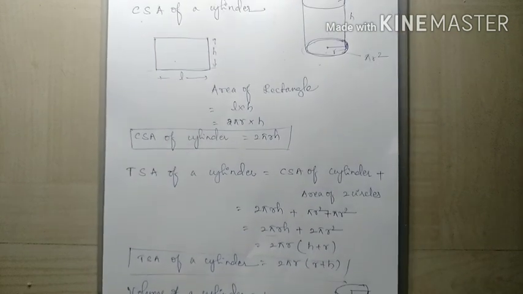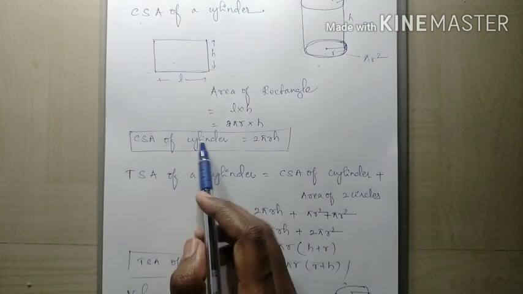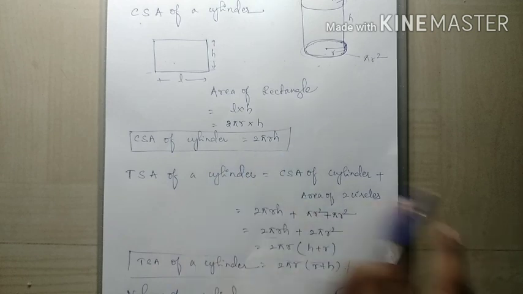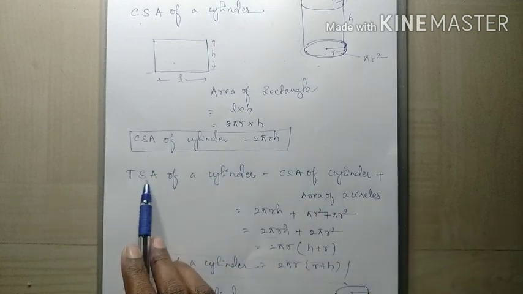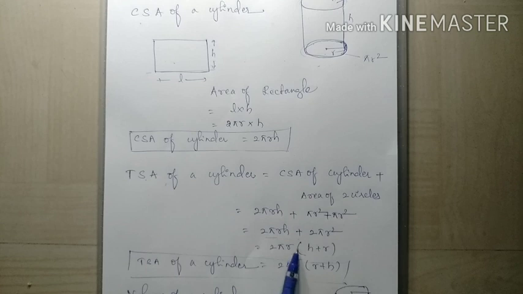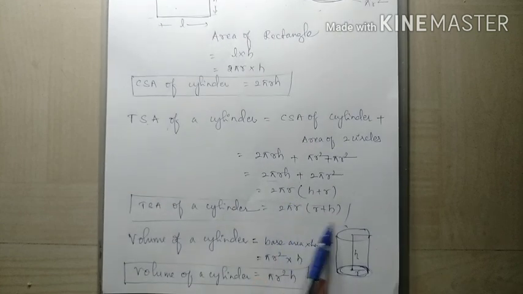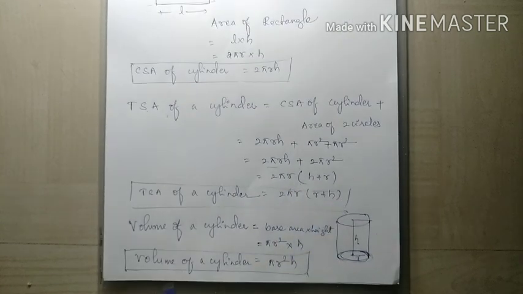So friends, the curved surface area of a cylinder is 2 pi r h, the total surface area of a cylinder is 2 pi r into r plus h, and the volume of a cylinder is pi r square h.